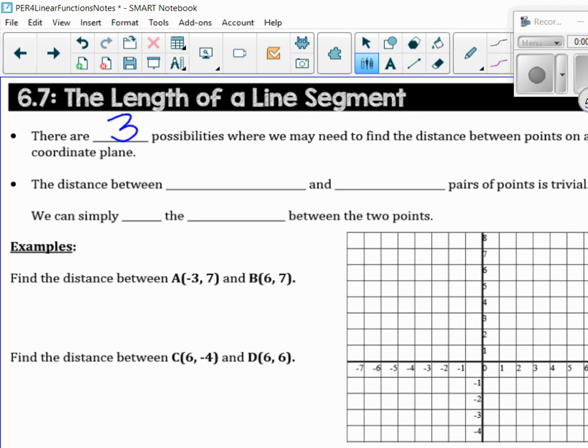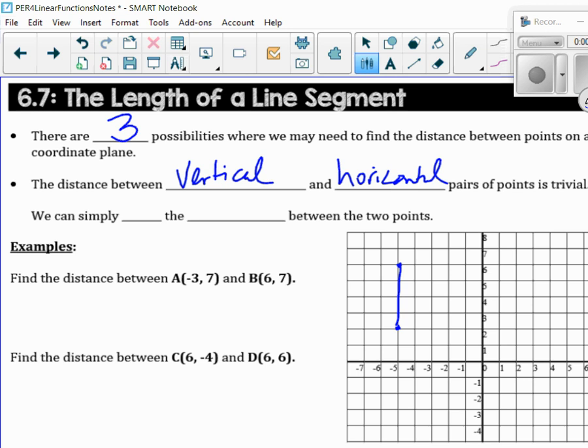There are three possibilities where we may need to find the distance between points on a coordinate plane. The distance between vertical and horizontal pairs of points are trivial. Why are they trivial? For instance, if I had a point here and a point here, would I be able to find the distance pretty easy?